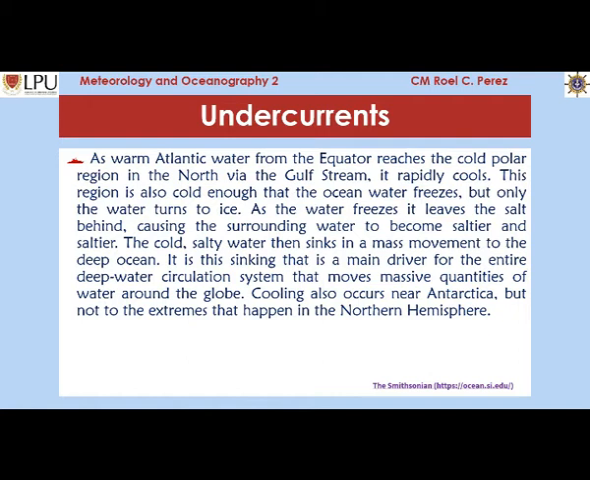Cooling also occurs near Antarctica, but not to the extremes that happen in the northern hemisphere. So this is also a miracle, no? As you can see, that's why some scientists do not believe that God exists, but how would you explain this phenomenon? No? Perfectly done.